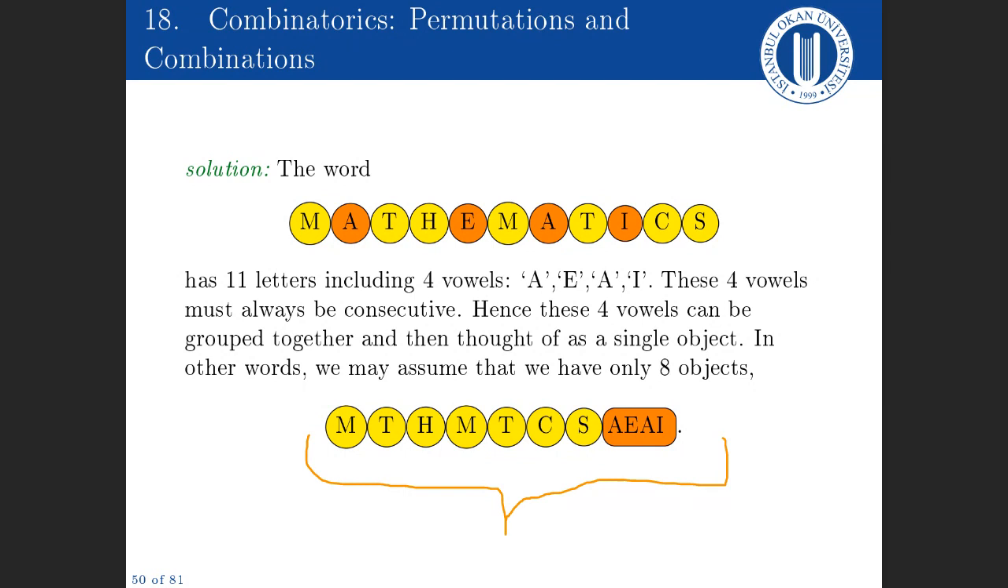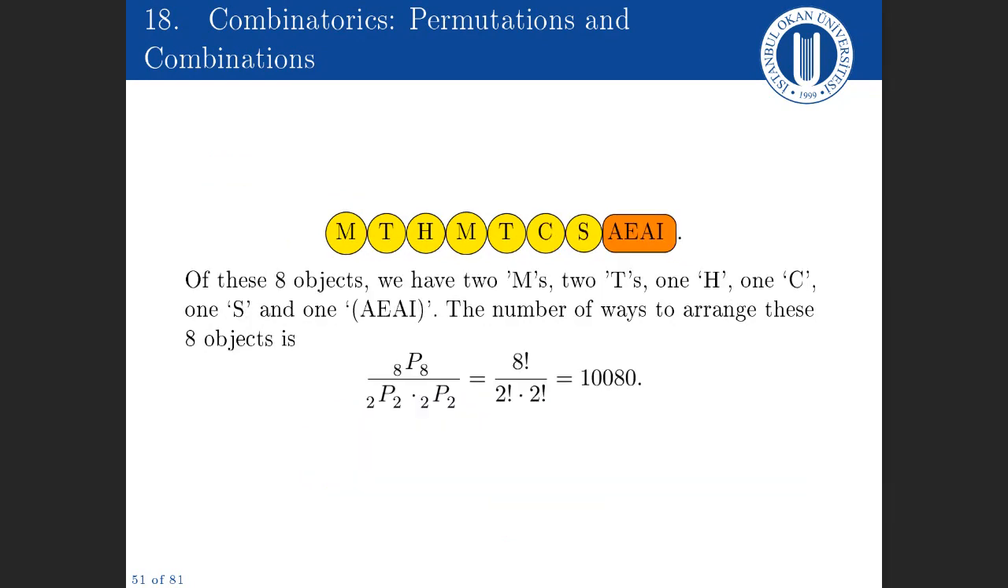We're going to do this in 2 steps. First, we're going to ask how many different ways could we rearrange these 8 objects, and then we're going to ask how many different ways can we rearrange the vowels. So first, for these 8 objects, we've got 2 M's, 2 T's, 1 H, 1 C, 1 S, and 1 vowels.